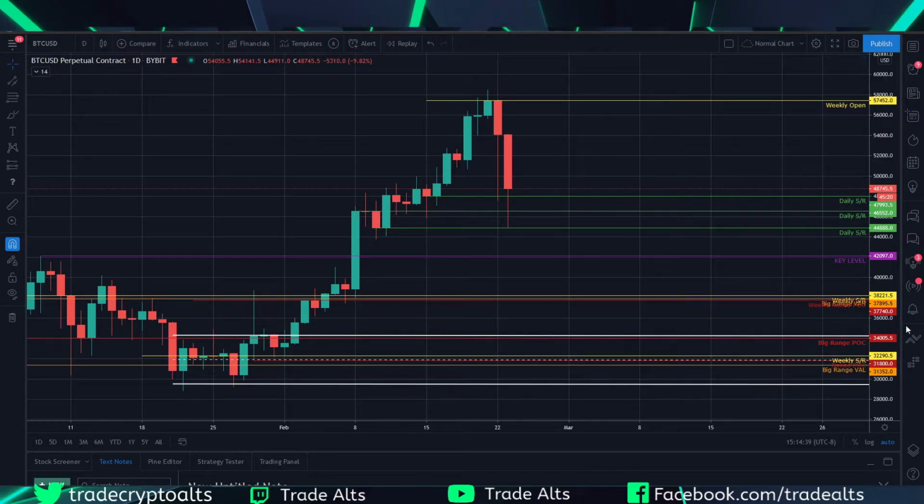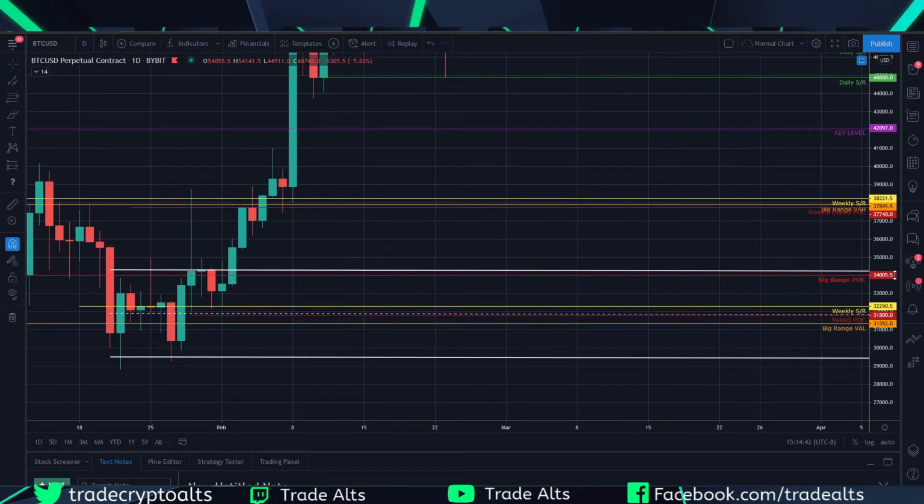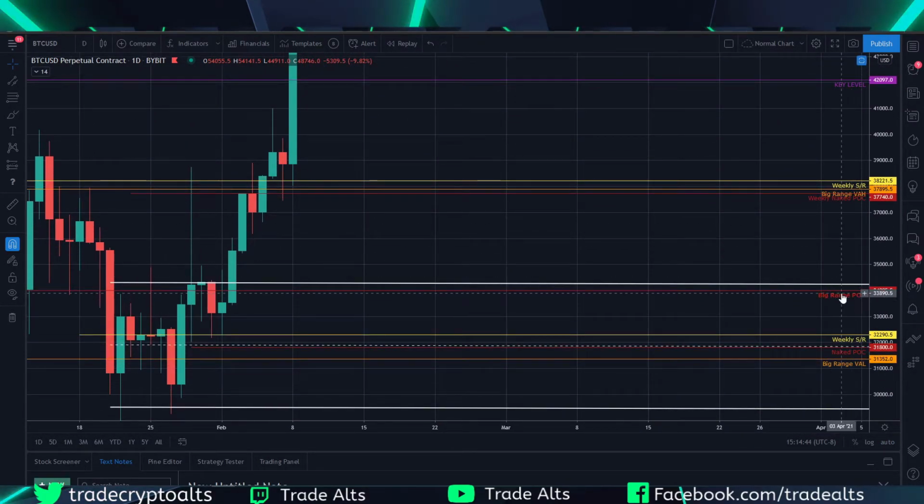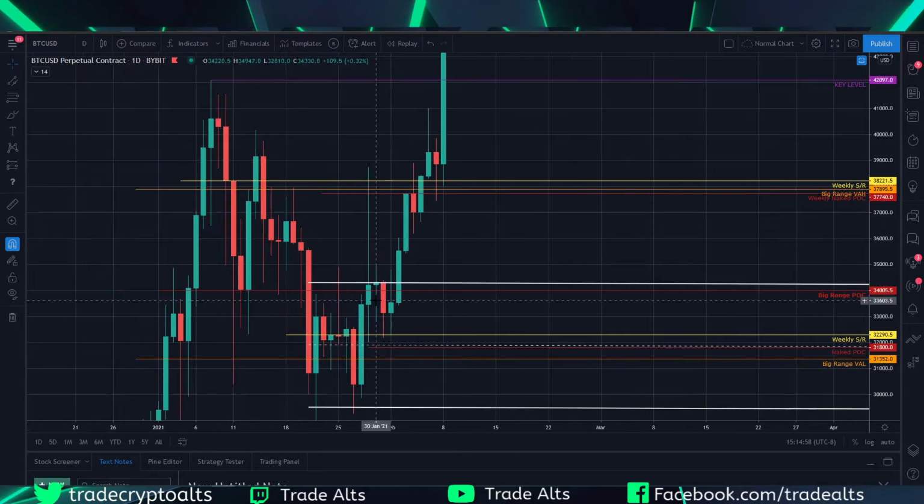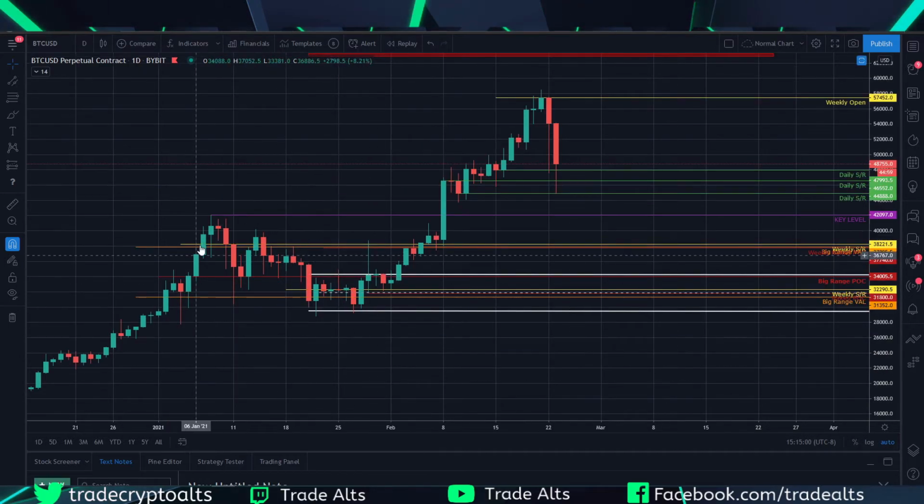It's kind of messy right now, but I have my range point of control, my range value area low. There's still this naked point of control here at 31,800 that I saved. You have your range value area high. These are all things that come into play if you revisit old ranges.